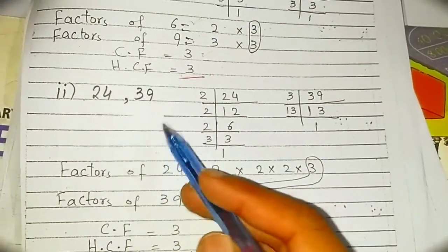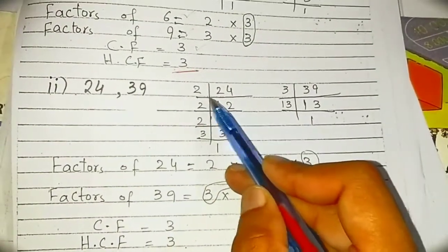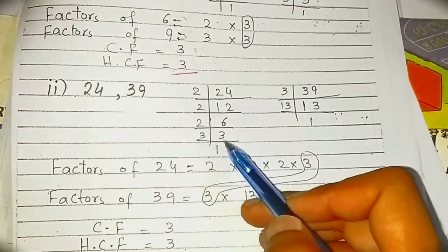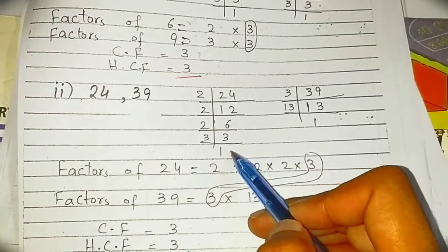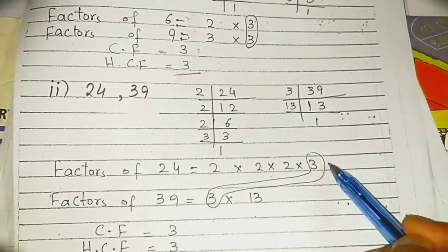So first we have to make the factors of 24 and 39. Here 2 1 is 2, 2 2 is 4, 2 6 is 12, 2 3 is 6, 3 1 is 3. So the factors of 24 are 2 multiplied by 2 multiplied by 2 multiplied by 3.